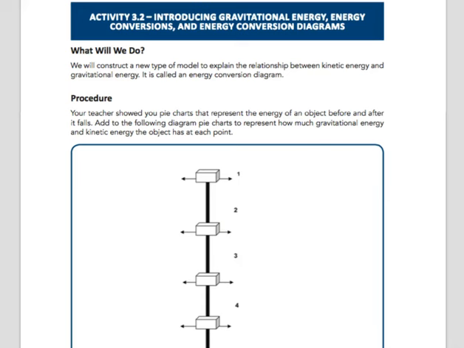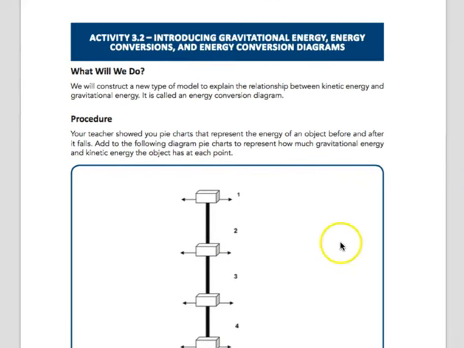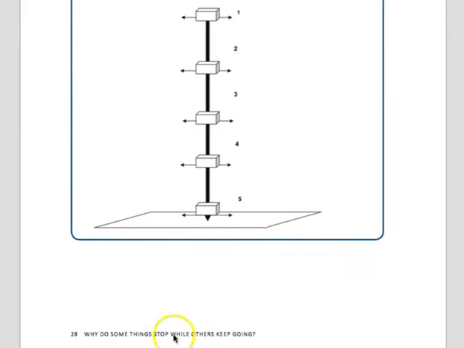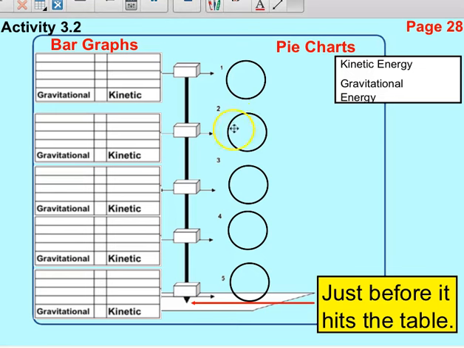First thing I'd like you to do is go to this page. Again, it is Activity 3.2, and you can see down here it's on page 28. I need you to draw a circle by the 1, a circle by the 2, by the 3, by the 4, and by the 5. Make sure the circles are large enough because you're going to need to draw in an energy conversion diagram.